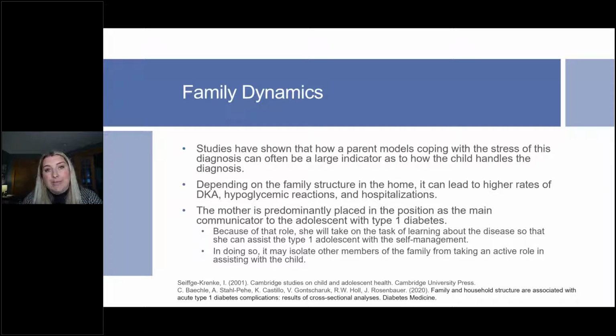In doing so, though, it can isolate the mother from other members of the family from taking an active role in assisting with the child. We really want to strive to see how can we get the most members of the family involved, because that shows a greater sort of compliance, greater health for that child with type 1. But that's something that has to be done very consciously by families.